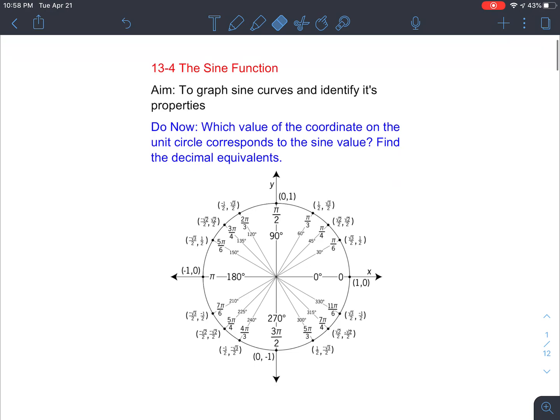So for the do now, I have the unit circle, right? We talked about the unit circle a little bit before break. Now we're going to take a little bit deeper look at it. And just as a reminder, I want you to answer the following question. Which value of the coordinate on the unit circle represents the sine value of a particular value?